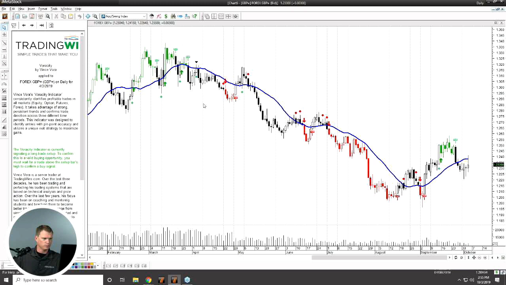So back to this area right here, you got your perfect setup. I mean, the slope looks good. You've got that nice angle on the slope.